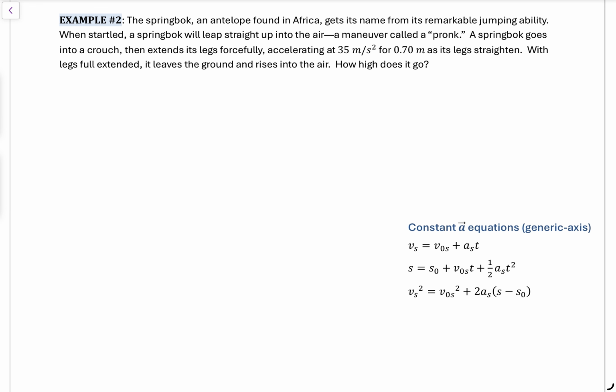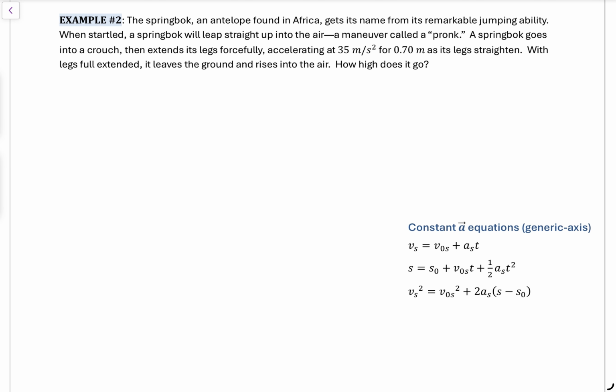Okay, so it's an object that is going to be moving through the air, so we can model it in free fall once it leaves the ground. So there's going to be a free fall component to it. There's going to be another interval where the antelope is accelerating from the ground before it goes into free fall.